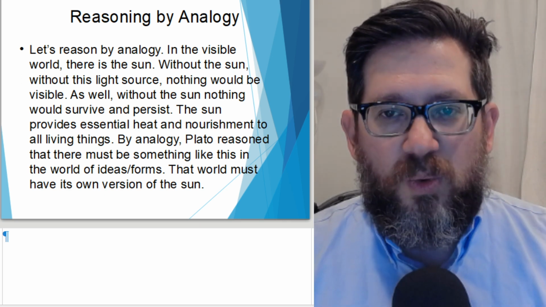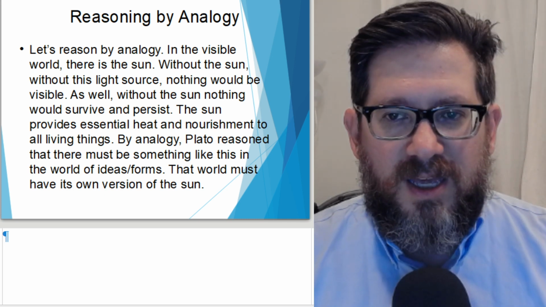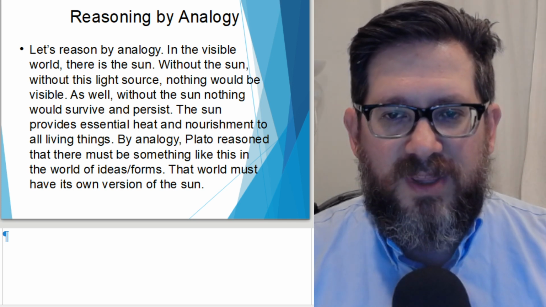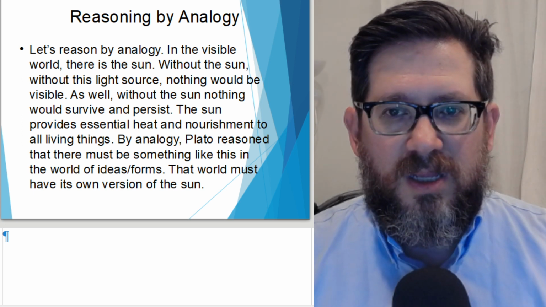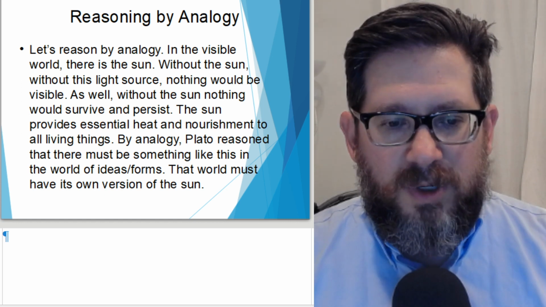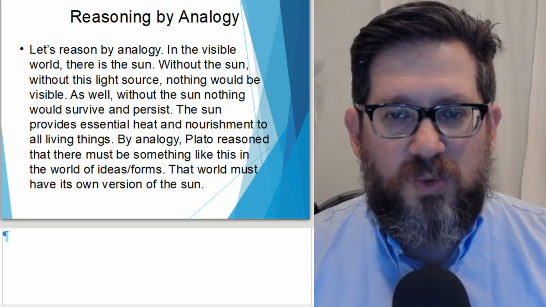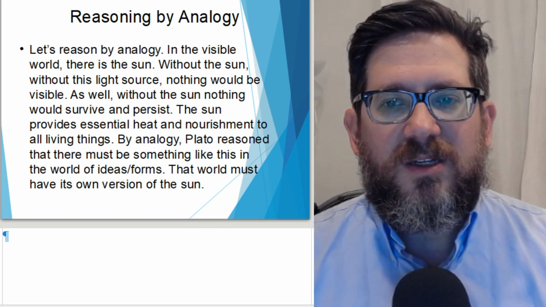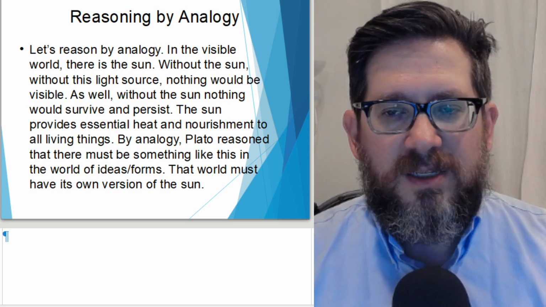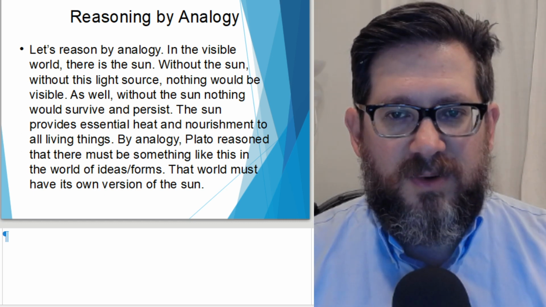So in the visible world, there is something called the sun. And without the sun, without this light source, nothing would be visible. So we talked about seeing before. You wouldn't be able to see anything if there was no light source. As well, beyond that, without the sun, nothing would survive or persist, right?